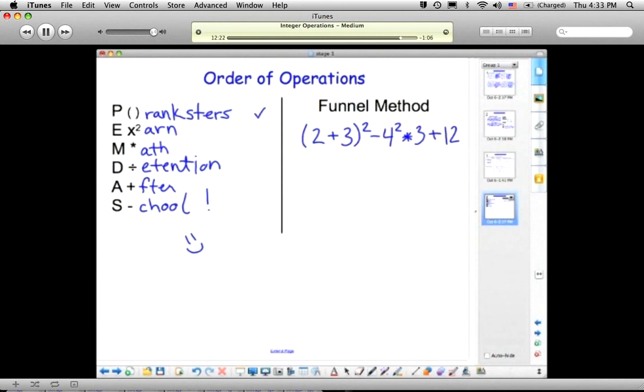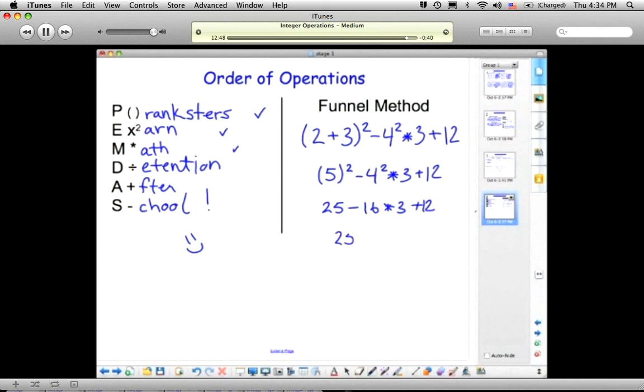So we're going to rewrite 2 plus 3 as its actual sum, 5 squared, and then rewrite the remainder of the equation that we have, minus 4 squared times 3 plus 12. Now we do the exponents. 5 squared, or 5 times 5, is equal to 25, minus 4 squared is 16, times 3 plus 12 is the remainder of our equation.